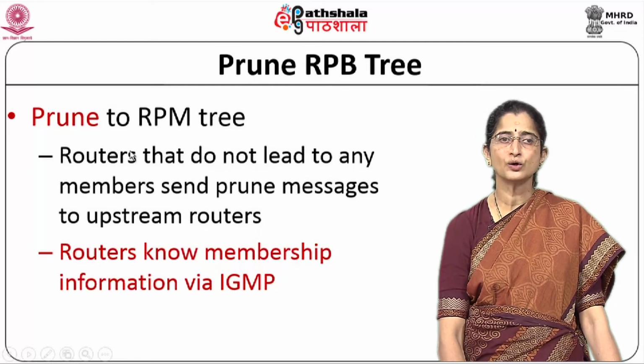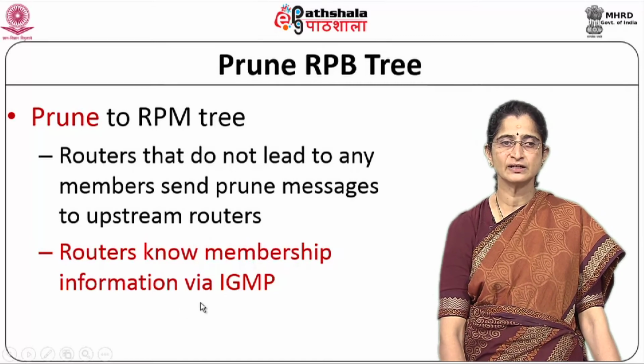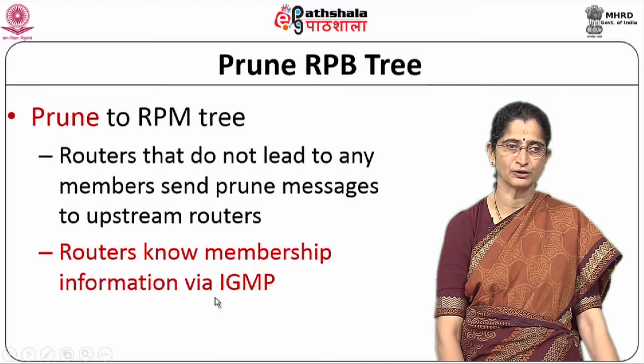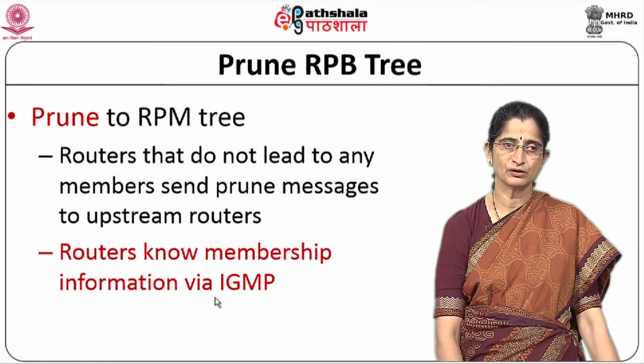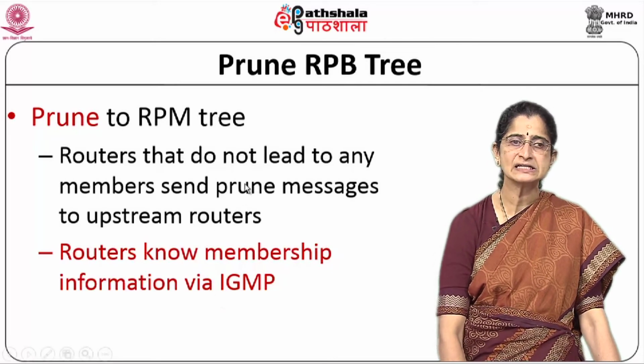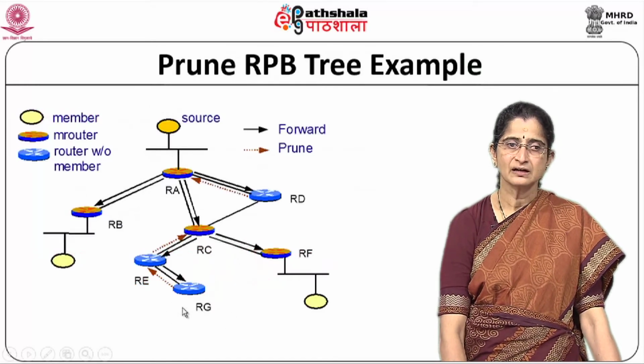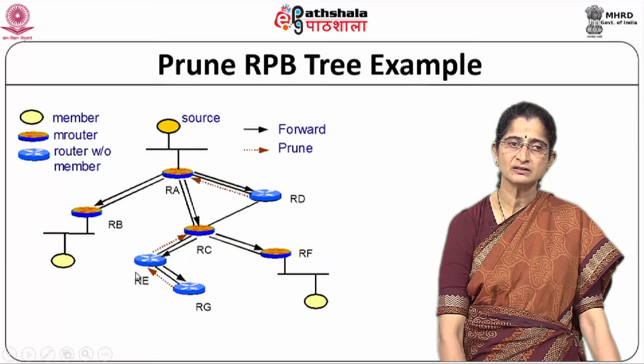And how does a router know whether it has any members or not? It knows because it has run the IGMP protocol. So, it will know whether there are members of that particular group. If there are no members of the group for which it has received packets, it will send the prune message. In this example, RG sends a prune message here, and RE in turn will send a prune message to RC.